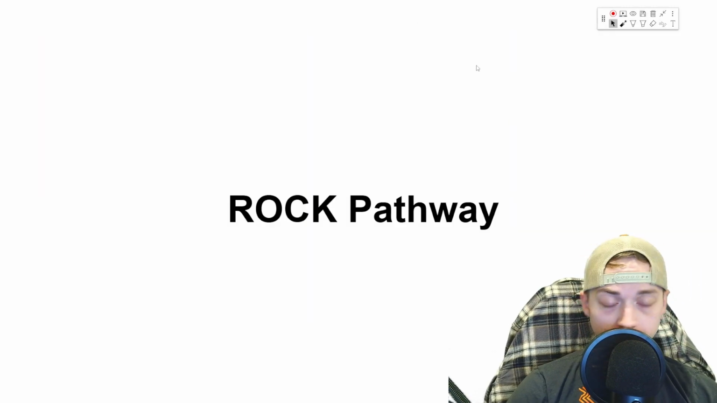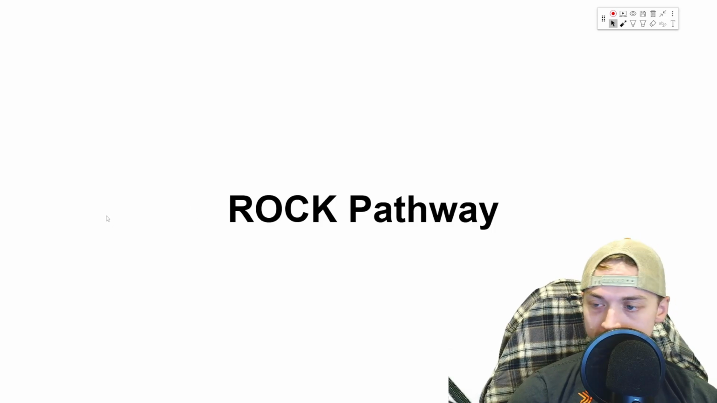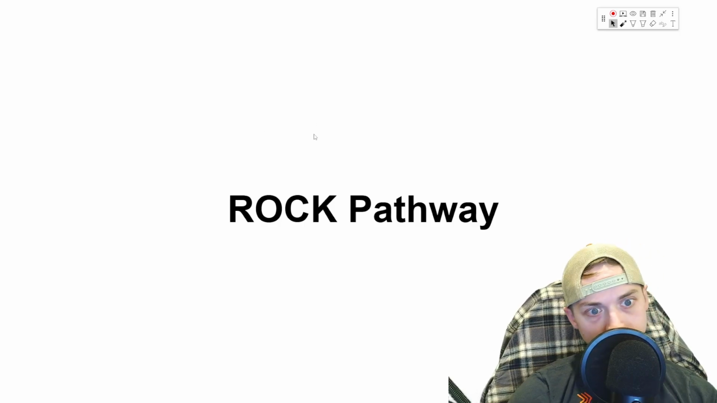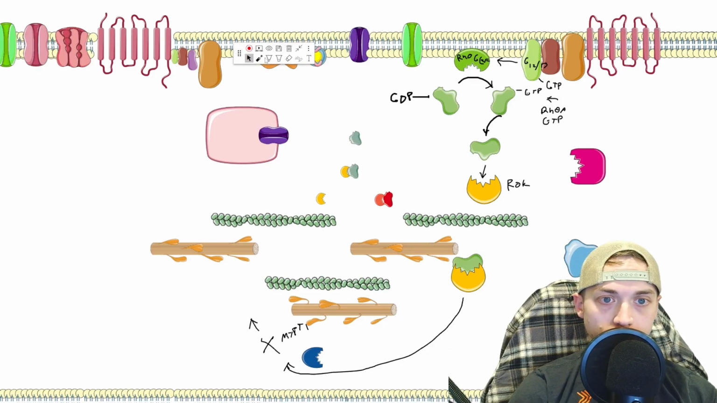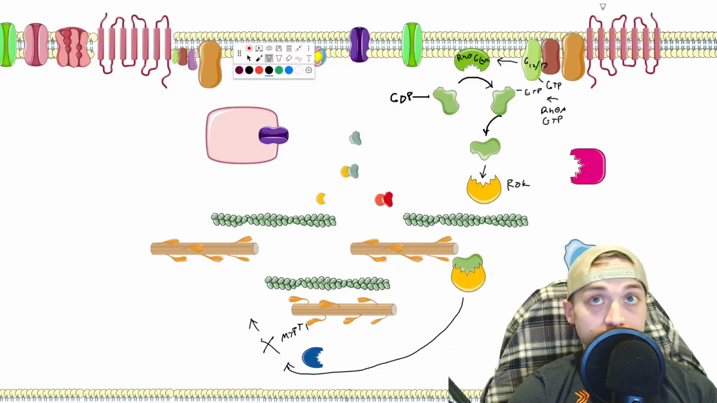All right, so what have we talked about so far? So we talked about smooth muscle contraction, relaxation. We talked about the IP3 and DAG pathways. Now we're going to talk about the ROK pathway. So let's go. Okay. Now this looks like a lot of nonsense here going on, but we will break it down and we will make it easy. I promise. Well, as easy as I can anyway.